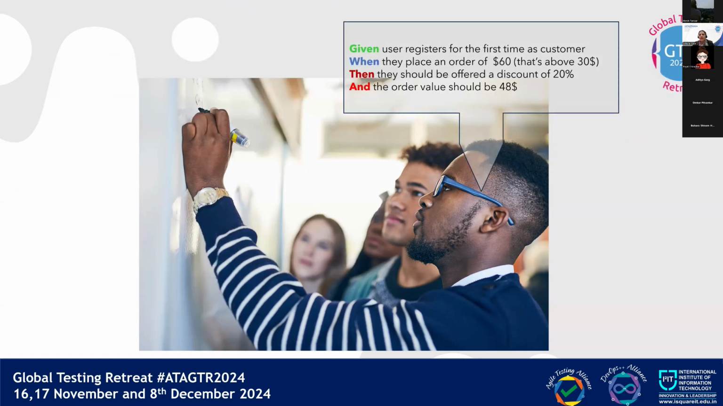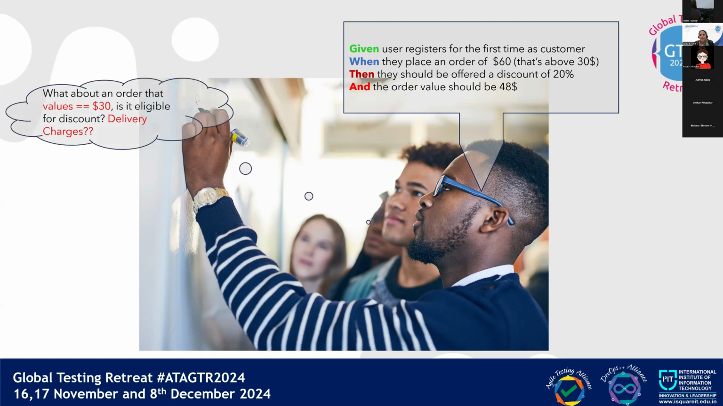Peter pauses them and says, let's do one thing. Let's begin with a happy path first. So when the user registers for the first time, if the order value is $60, then we'll offer a 20% discount and the order value will be $48. Now, do you want to add any exceptional flows or alternative paths to this? This story can be further groomed.